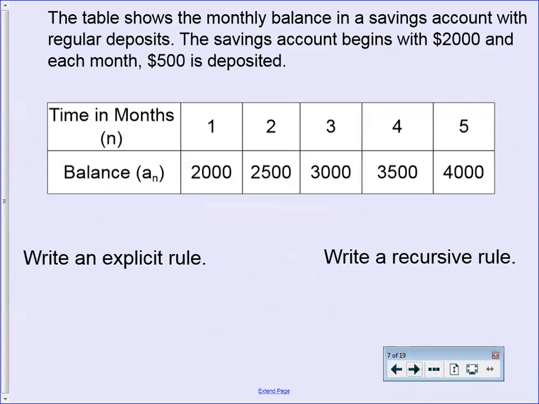Okay, this time, the table shows the monthly balance in a savings account with regular deposits. The savings account begins with $2,000, and each month, $500 is deposited. So we need to come up with our explicit and our recursive rule, okay?